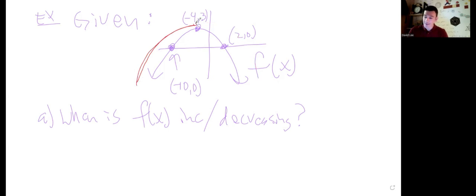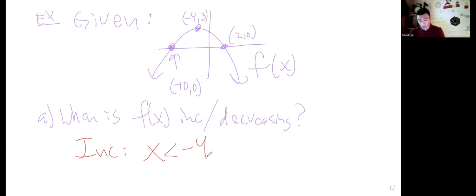So for the increasing, it increased up until you hit negative 4. So I could say this. It was increasing when x was less than negative 4. When x was behind negative 4, before negative 4, we were going up. What about decreasing? We're decreasing afterwards. So when x is greater than negative 4, the graph is going down. So you're given the picture of f, and they want you to describe when f is going up and going down.